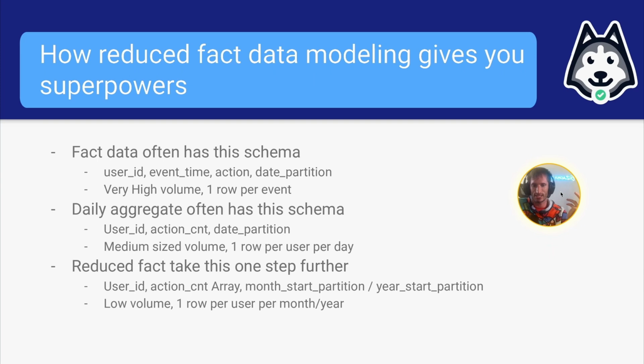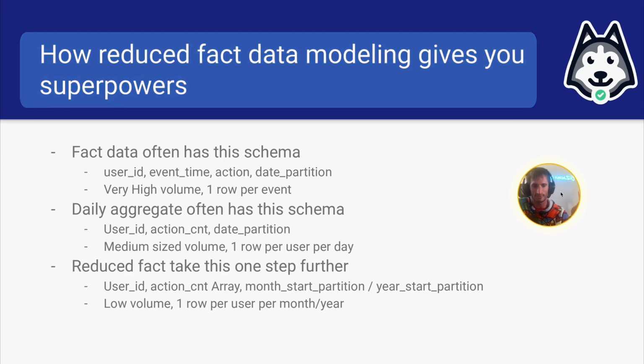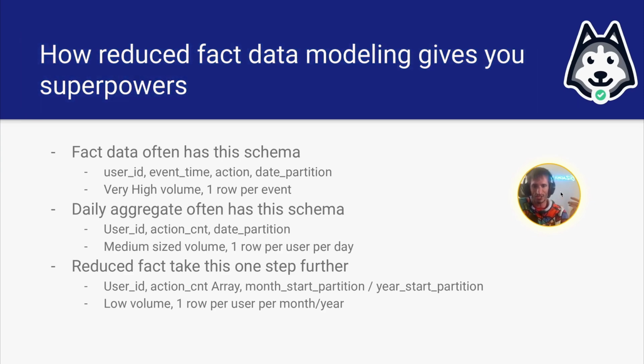Reduced fact data. So we talked about fact data before. Fact data often has a schema where you have a user, and then you have a time, an action, and a date, right? And this data is very, very high volume, incredibly high volume. Then the next layer down is you can aggregate this up, right? So instead you could have a user ID, and then an action count. So in this case, you could say I made 7 likes on January 3rd, right? And that could be that daily aggregate.